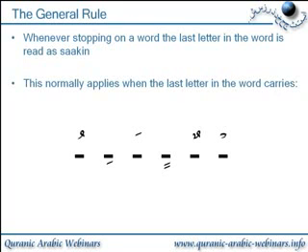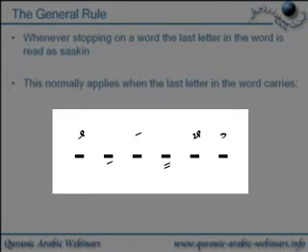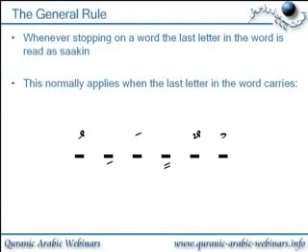Okay, so the overall ruling, or the general rule, is whenever stopping on a word, the last letter in the word is read as sakin. So that's really a general rule. However, this normally applies when the last letter in the word carries a vowel. If the last letter has a sukoon, then obviously that's going to be sakin anyway. However, if the last letter carries either the dhammatain, the kasratain, the fatha, the kasra, or the dhamma, then all of those last letters when you're stopping will effectively be read as if they've got a sukoon on them. So that's the general rule.